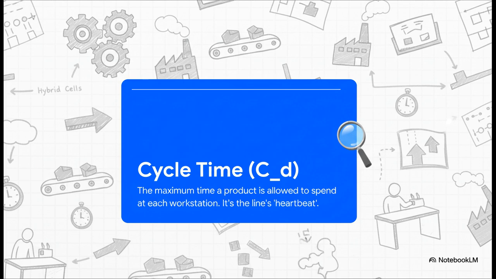In English, cycle time is the maximum amount of time a product is allowed to spend at any single workstation. You calculate it by taking the total production time you have available and dividing it by the number of units you need to produce. You can think of it as the heartbeat of the assembly line. Every single station has to get its job done within that time.